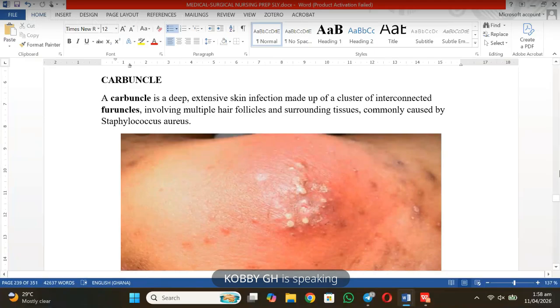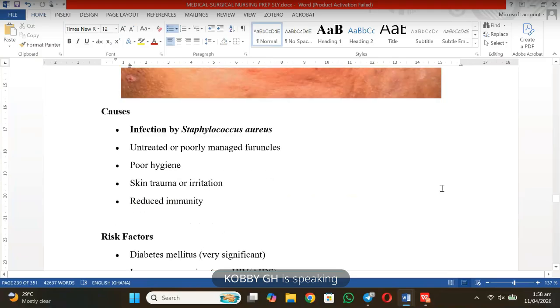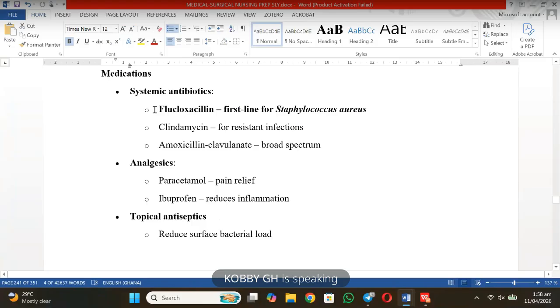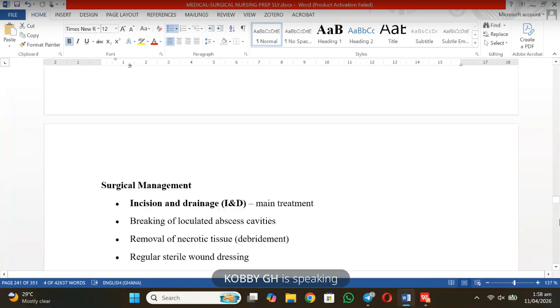So the causative organism and the causative factors are the same. The difference comes in with the nature of the occurrence. Here, there are multiple lesions connected in a particular area of the body. Like I said, the commonest organism is Staphylococcus aureus. The treatment is the same: flucloxacillin, and the surgical management is the same. But apart from flucloxacillin, the first line treatment, pain is also there, so you have to manage the pain with analgesics. Okay, great.